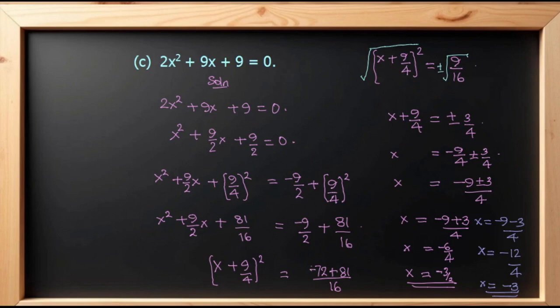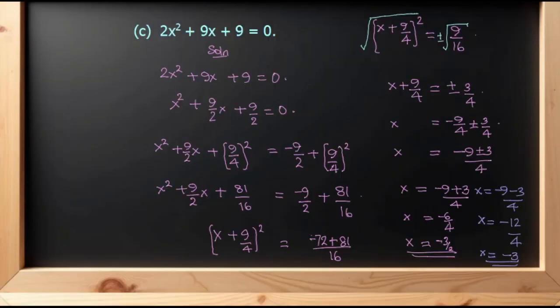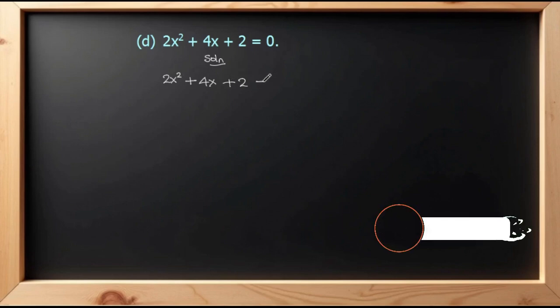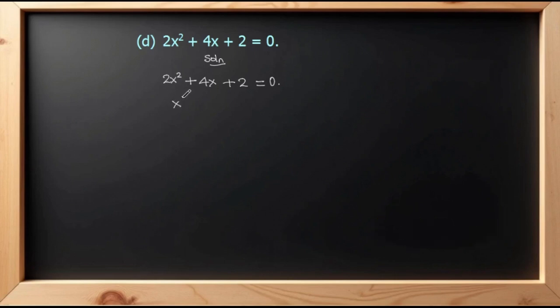Now let's move to the last number, and then we see how we are going to go about it. So in our last number, it is just exactly like what we have done in number C, and that is 2x squared plus 4x plus 2 equals 0. Now we can divide both sides of this equation by 2 to reduce this coefficient to 1.